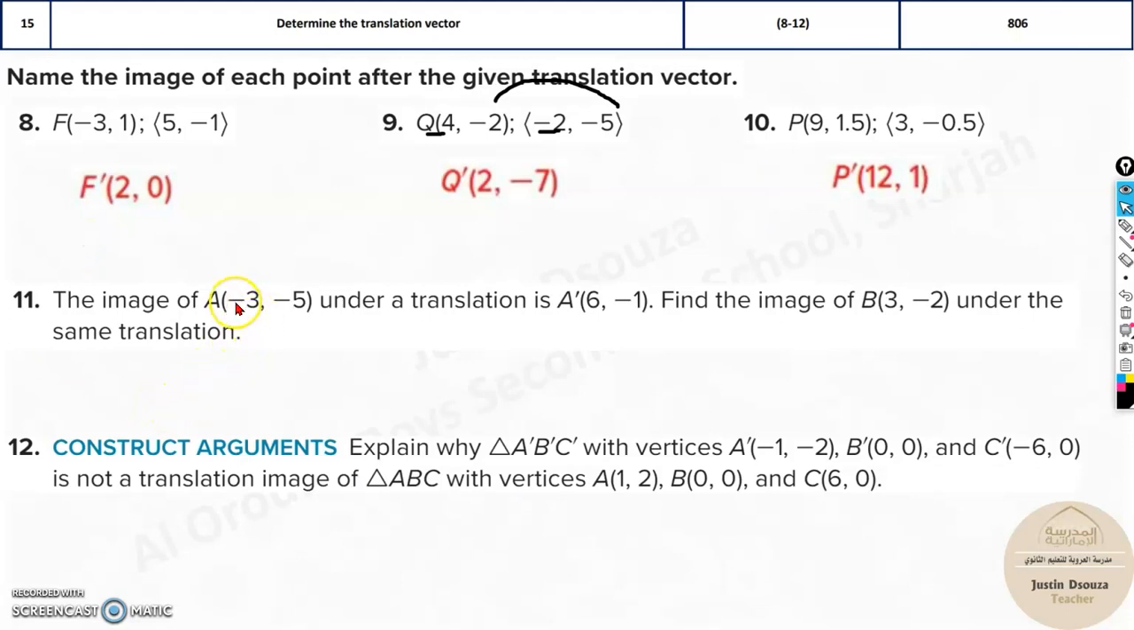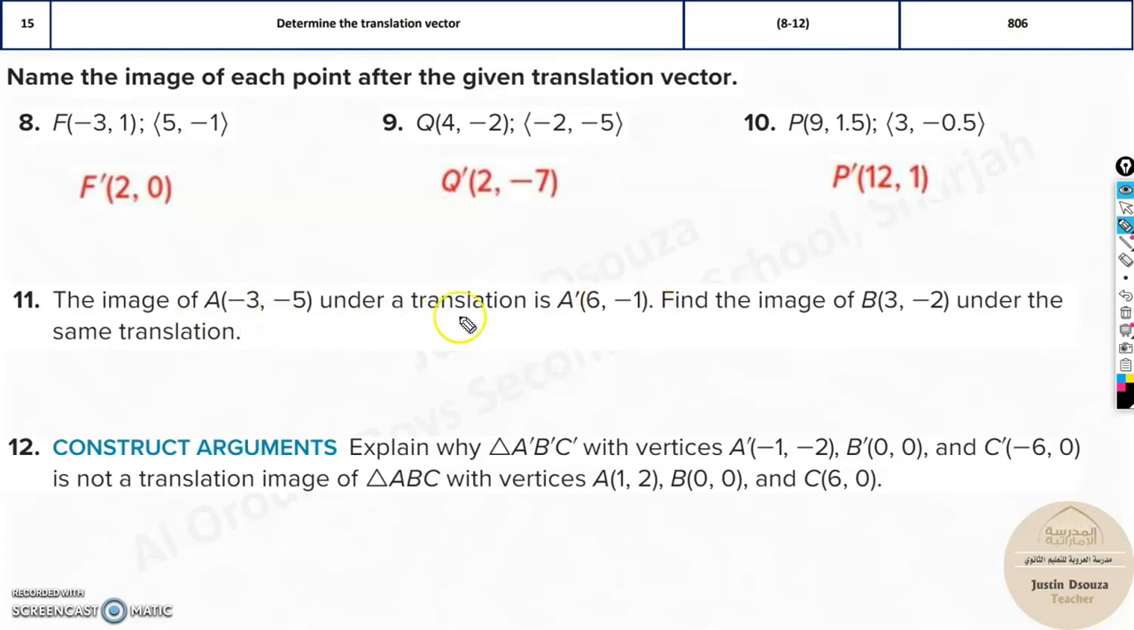The image of A minus 3 comma minus 5 under translation is A dash 6 comma minus 1. Find the image of B 3 comma minus 2 under the same translation. So what they have told is this point A, which is at minus 3 and minus 5 somewhere over here, is being translated to 6 and minus 1 over here. So if there was a point B which is 3 comma minus 2 somewhere over here, where would that be translated? It'll be somewhere over here, right?